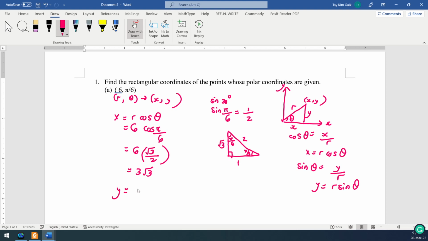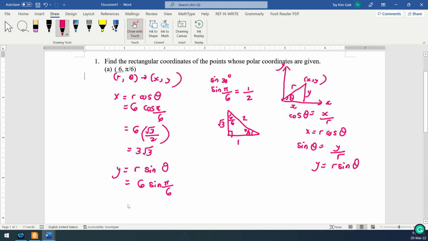So y is r sin theta. Okay, r is 6, and then sin pi over 6. Sin pi over 6 is 1 over 2. That's why you have 3. Or you may use a scientific calculator.